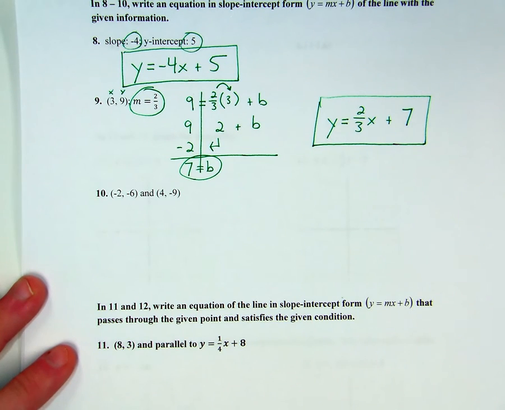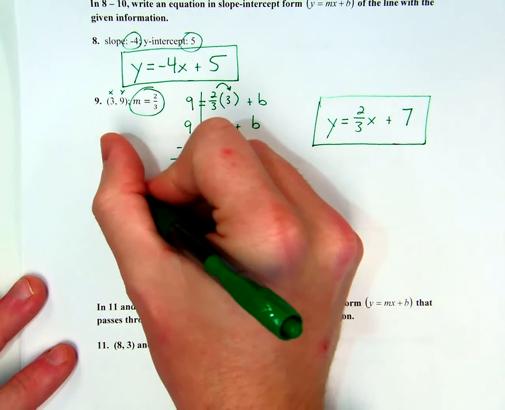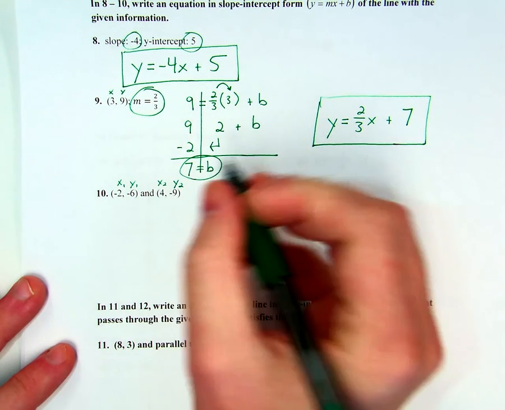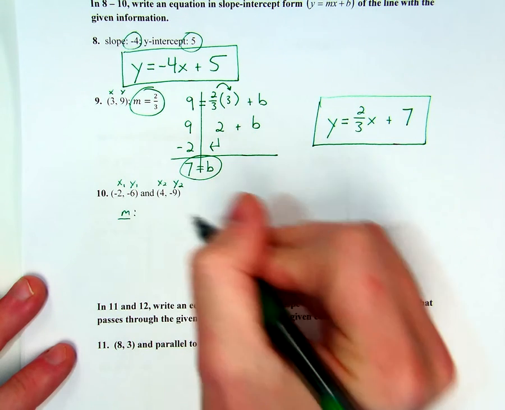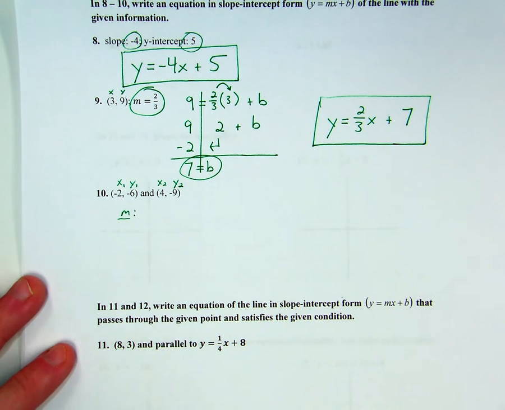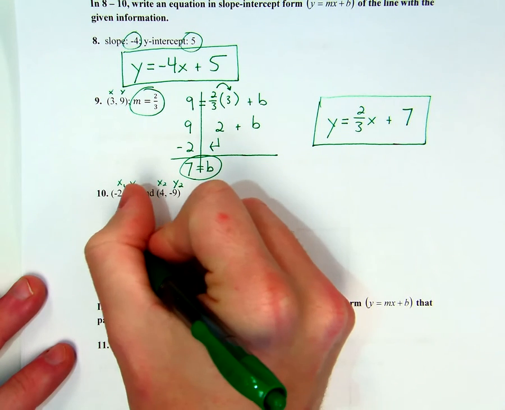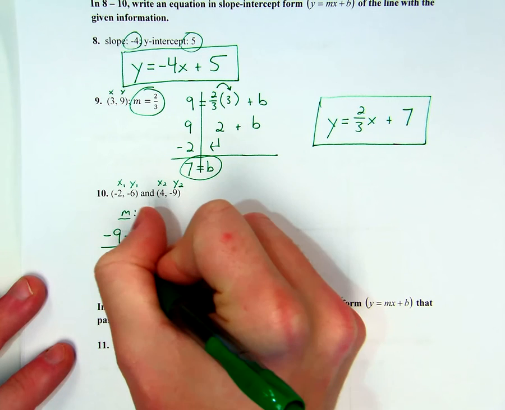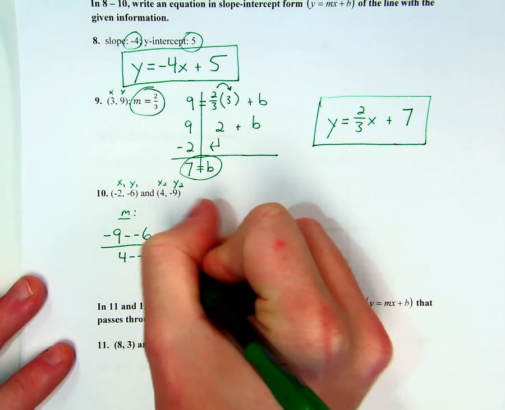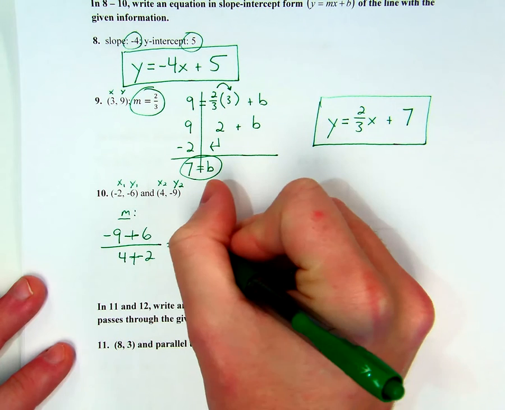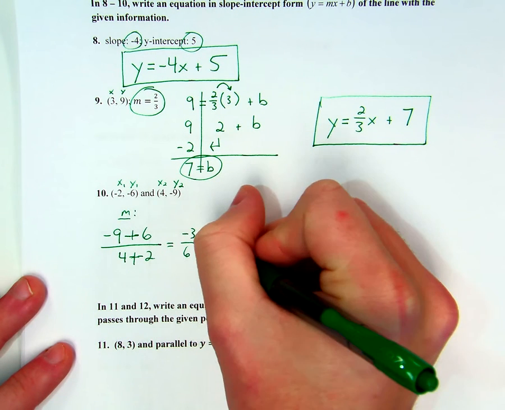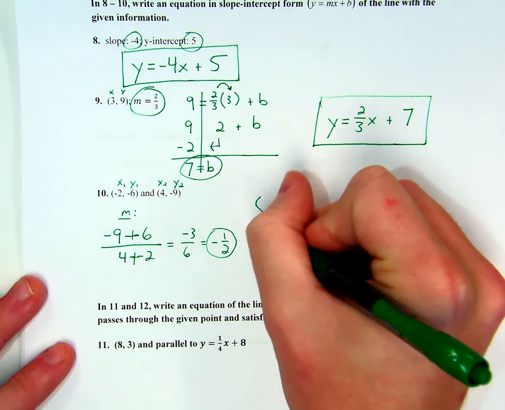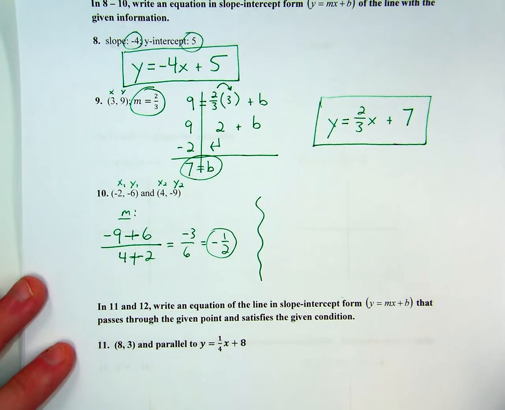Number 10 is a 3-step problem because first we need to find m. First we'll find the slope of the line using y2 minus y1 over x2 minus x1. So in this case, -9 minus -6 on top of 4 minus -2. You can turn these into plus signs. We end up with -3 over 6, which is equal to -1/2. So the slope of this line is -1/2.